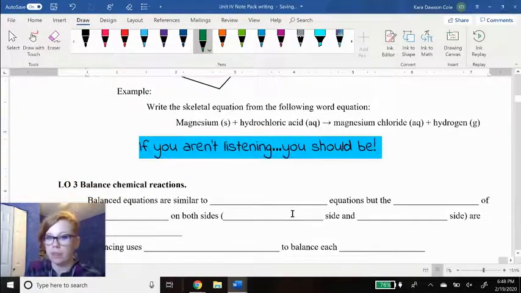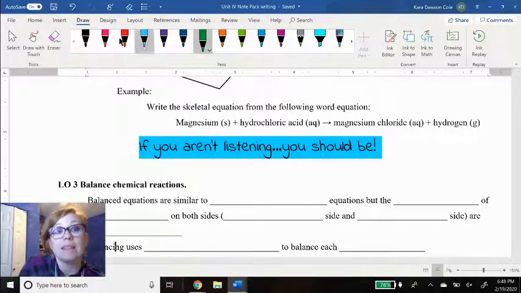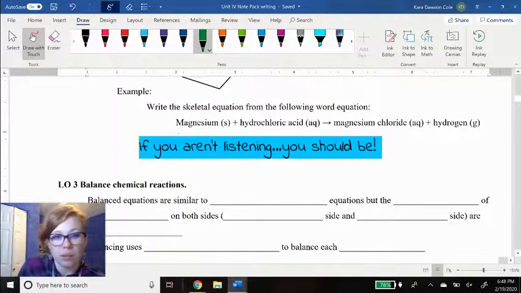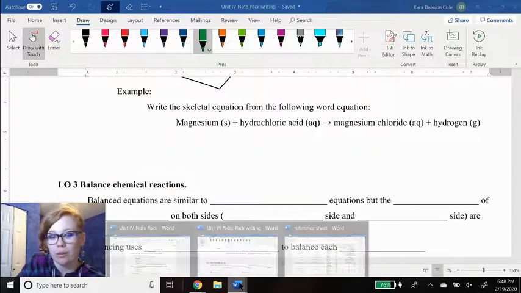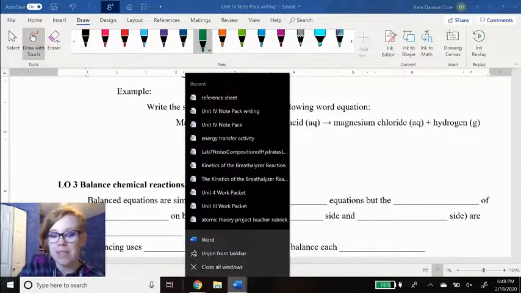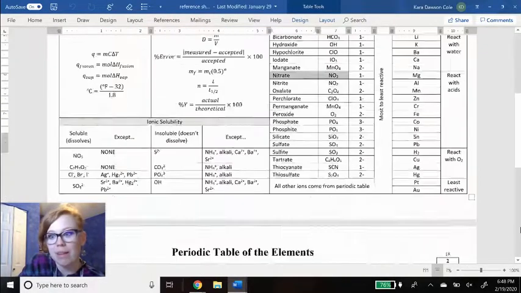So let's look at an example of this, right? So this example says, write the skeletal equation from the following word equation. So we are given the word equation, right? So magnesium. Well, I can't remember what magnesium is. Oh no. So I'm going to go to my periodic table. It's my trusty best thing ever, right? It's the best thing ever.